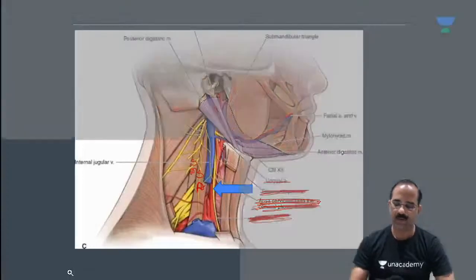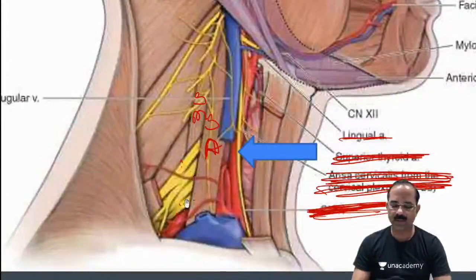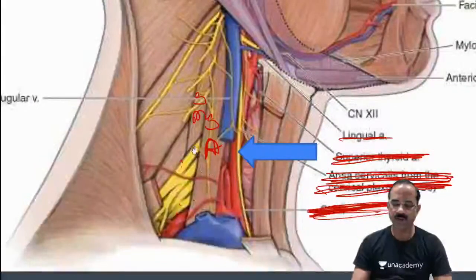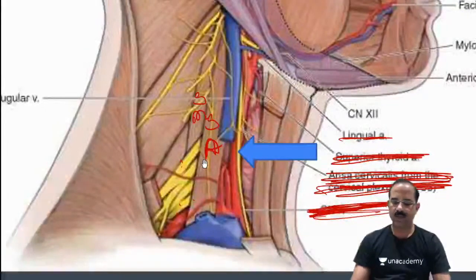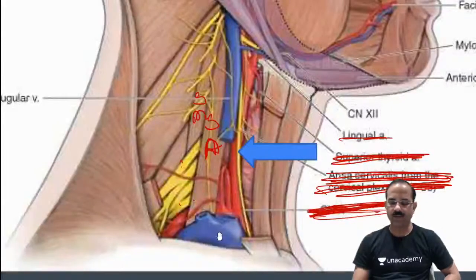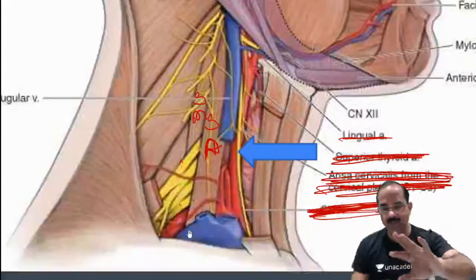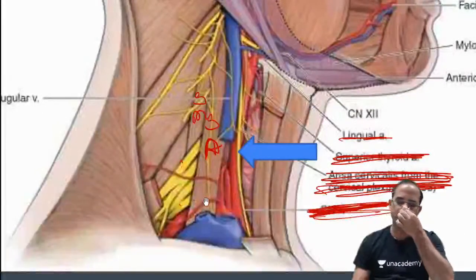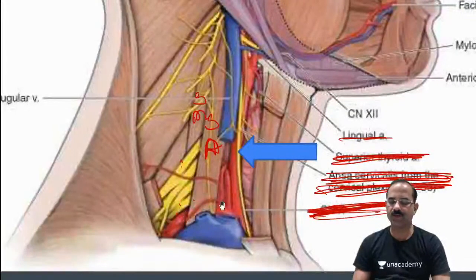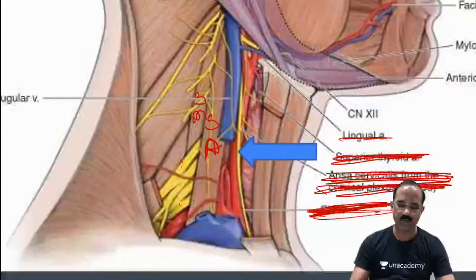Look, that's the scalenus anterior, that's the scalenus medius, that's the brachial plexus and the subclavian artery. Perfect, it lies between the scalenus anterior and the medius. And what's this? This is the subclavian vein. And this is the subclavian artery. So who separates the subclavian vein from the subclavian artery? The scalenus anterior. Scalenus anterior separates the subclavian vein from the subclavian artery. Okay, fine, perfect. We go to this.